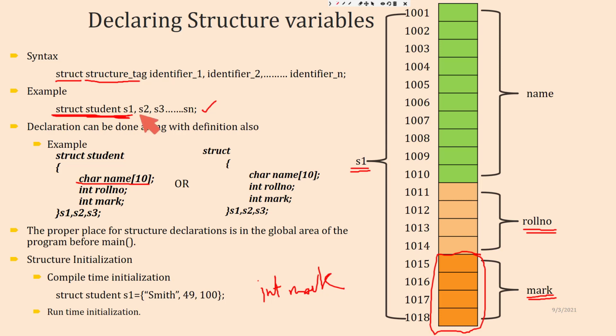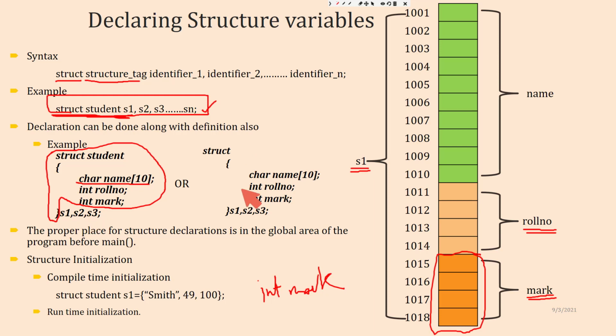Okay, this is one way of declaring a structure variable. Another way is also there. Here, this one is the definition part, which we already studied. Along with the definition, before the semicolon, you can also declare the variables S1, S2, S3 up to Sn. Here also you can declare.